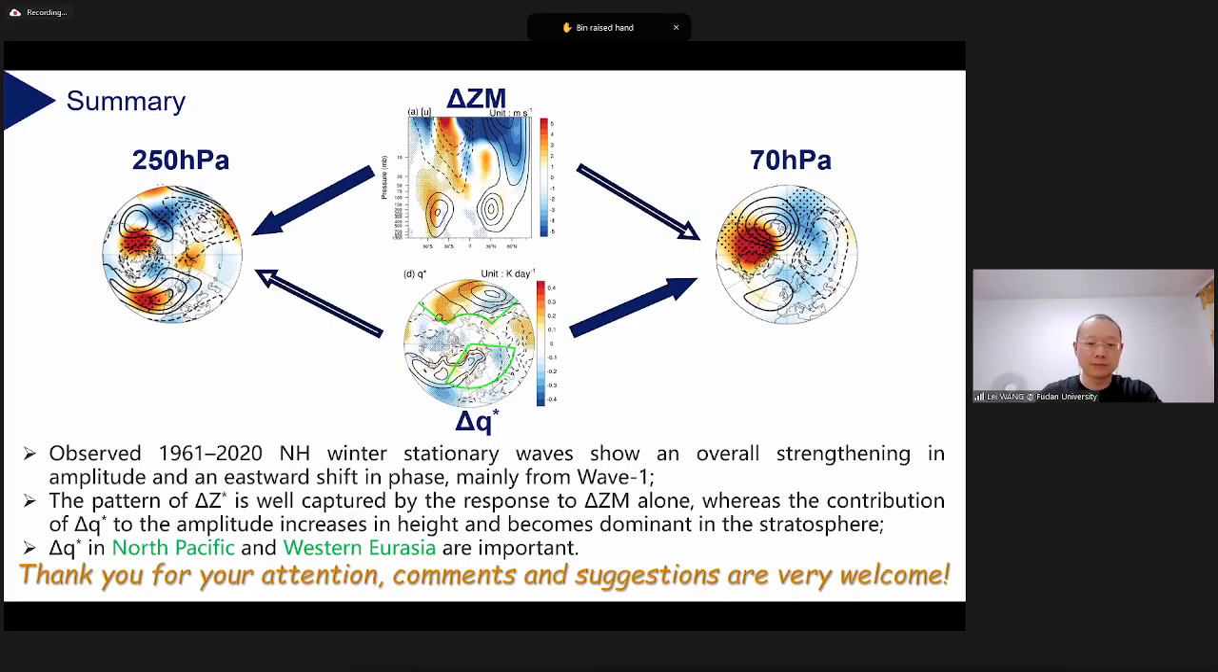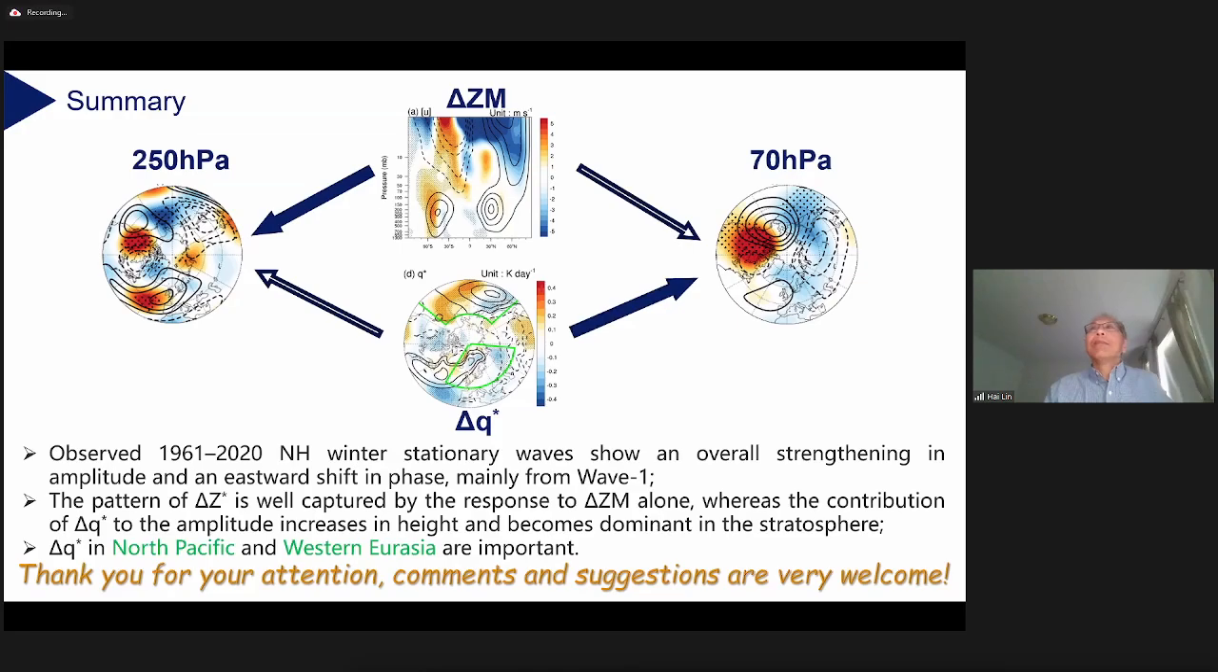Because we use mostly the diabatic heating as a zonal asymmetric force, and we didn't really use the transients as a forcing, we didn't look into that. However, since most of the response can be reproduced by zonal mean and diabatic heating changes, we didn't think that the transients would be important in this case.